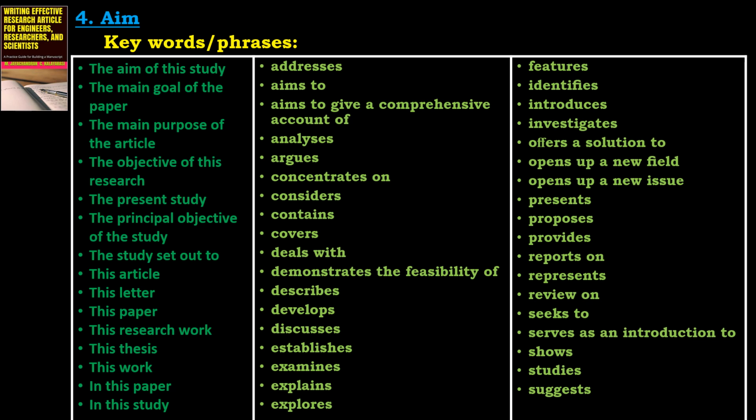The aim of this study, the main goal of the paper, the main purpose of the article, the objective of this research, the present study, the principal objective of the study, the study set out to, this article, this letter, this paper, this research work, this thesis, this work. B. In this paper, in this study.